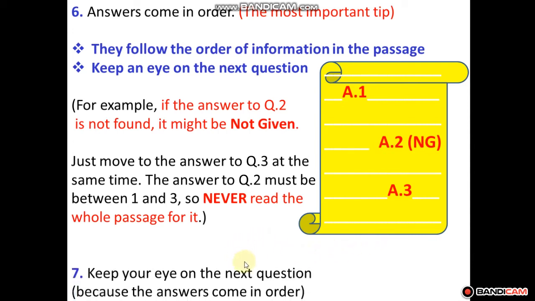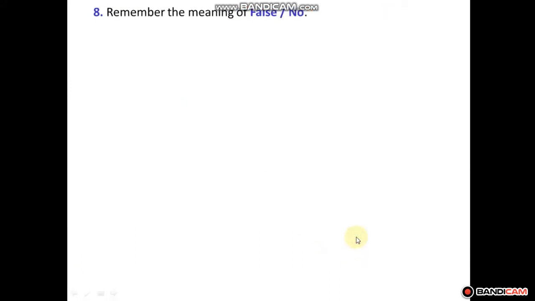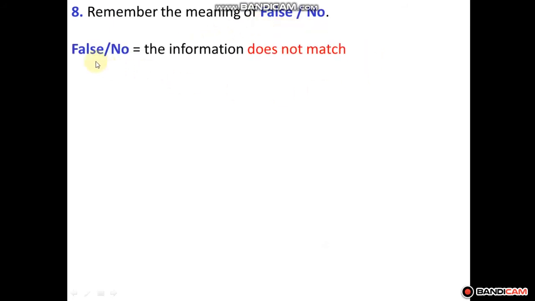Sorry. Number 7, keep your eye on the next question, because the answers come in order. So as I said before, you may find answers to 2 questions in one go. Now number 8, remember the meaning of false and no. What does it mean? False or no? Does it mean the information does not match? No. It means the information is opposite to the information given in the passage.